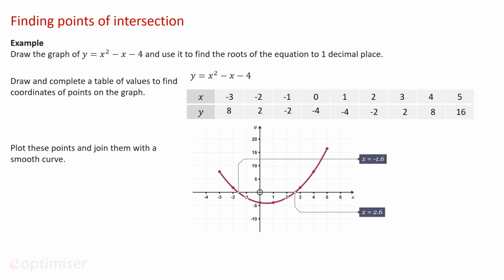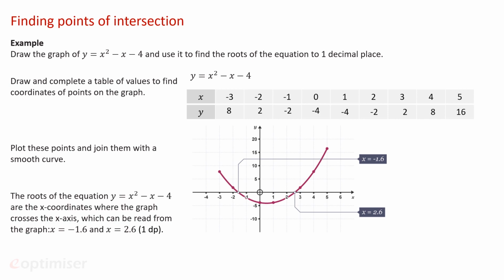If you put the dots and join them, you will get a graph something like this one. Here the graph touches the x-axis at minus 1.6 and 2.6 on the x-axis. Those are the roots for this quadratic equation.